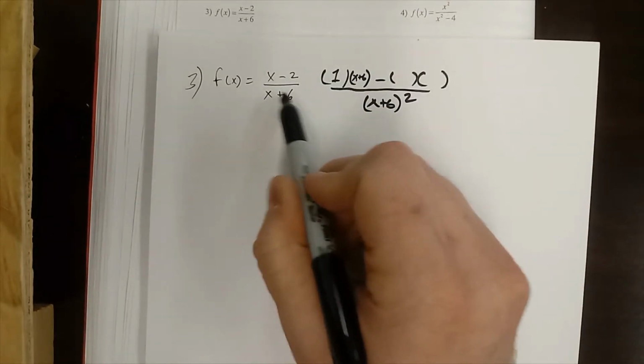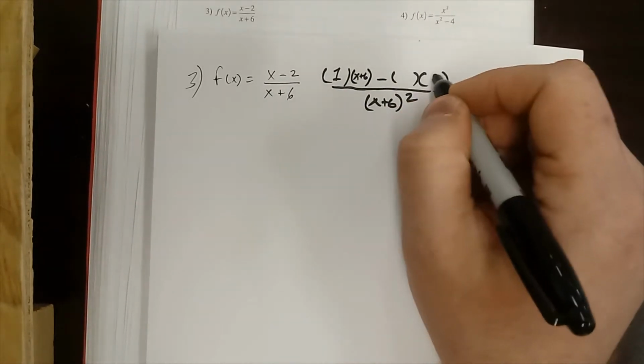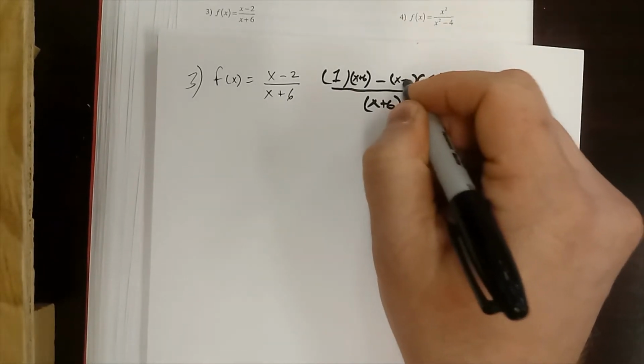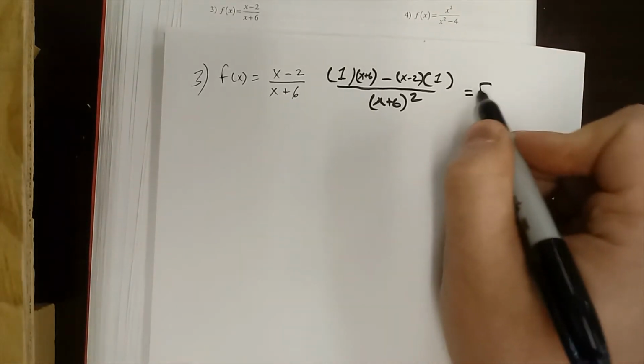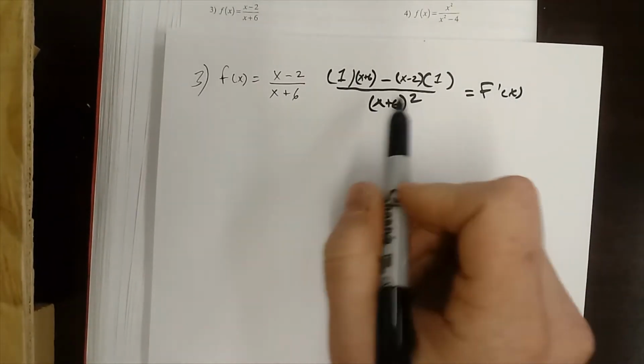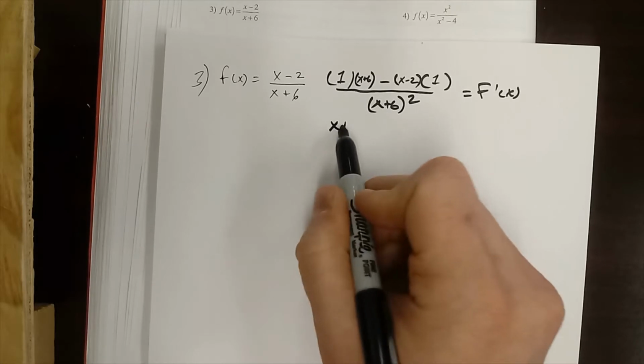Then we'll take the derivative of the bottom, which is also just 1, and we leave the top alone. So good old quotient rule. So that's our f prime. So when I do that, I get x plus 6.